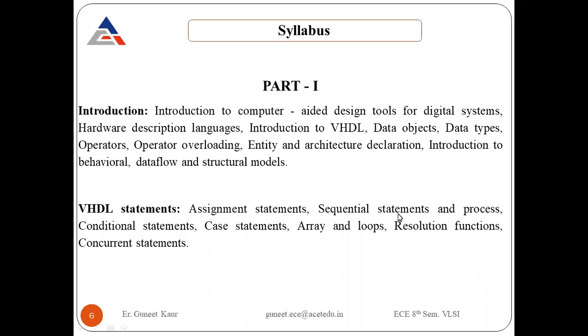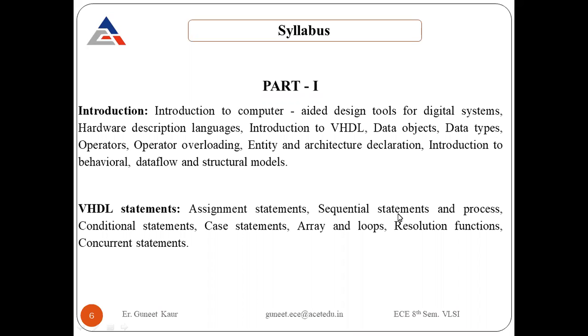There are so many types of statements used in any language. In this language, we are using the assignment statements, sequential statements, process statements, conditional statements, case statements, concept of array and loops, concurrent statements, then resolution function.